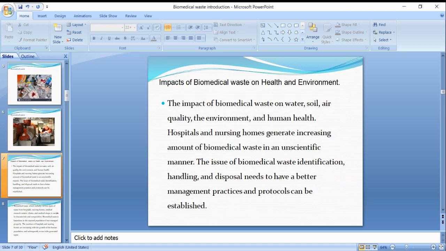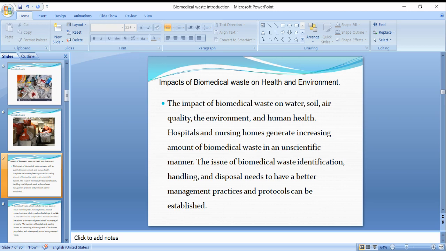So what is the impact of biomedical waste on health and the environment? The impact will be on the environment, and the environment is nothing but water, soil, and air. These are the major areas, and the waste is going to affect our health also. So the impact of biomedical waste is on water quality, air quality, the environment, and human health.